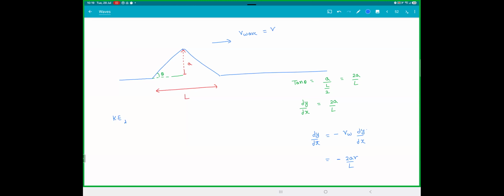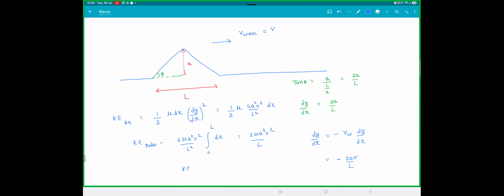So what is the kinetic energy for a small segment? Half mu dx dou y by dou t squared. But what is dou y by dou t? 2ab by L. So this will be half mu 4a square v square by L square into dx. Integrate this. So kinetic energy of the pulse will be 2 mu a square v square by L square integral dx from 0 to L, which is 2 mu a square v square by L. That's the kinetic energy of the pulse.